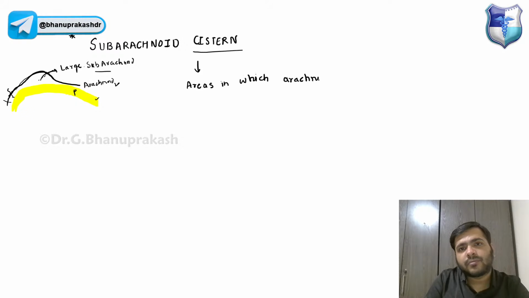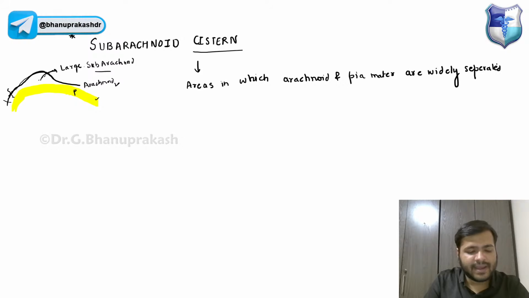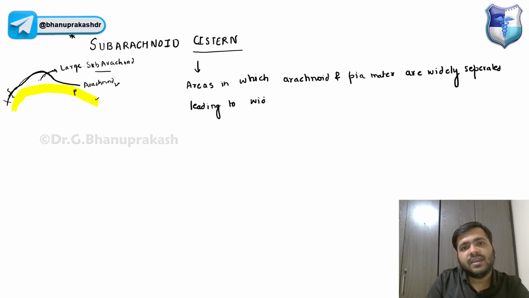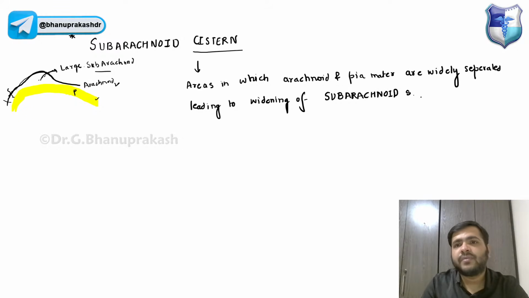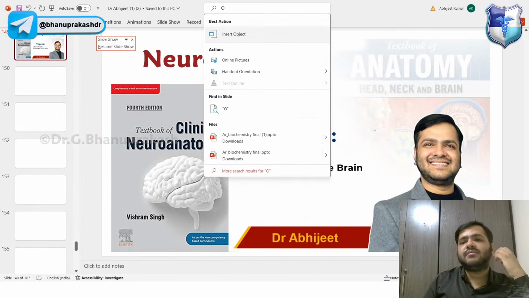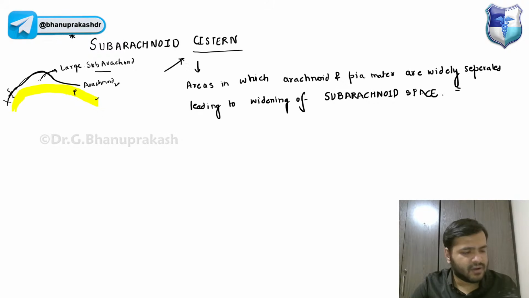the arachnoid and pia mater are widely separated, leading to widening of the subarachnoid space, and remember that they are called cisterns. They are called cisterns, guys.